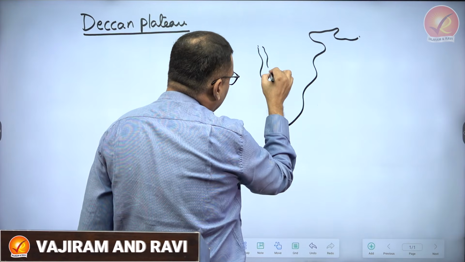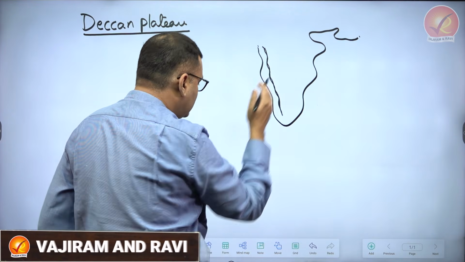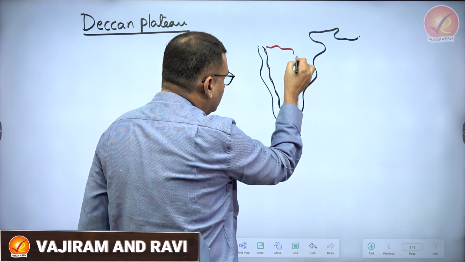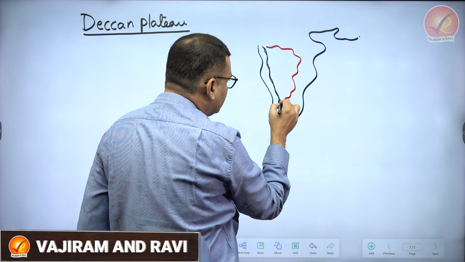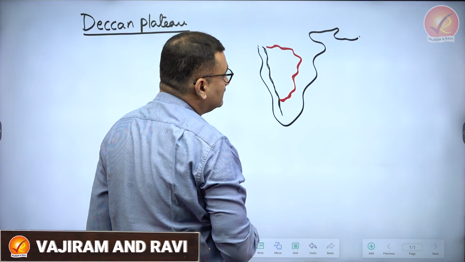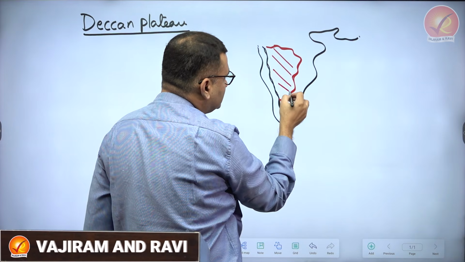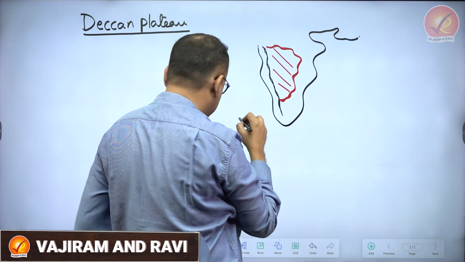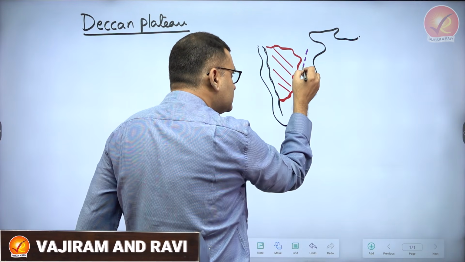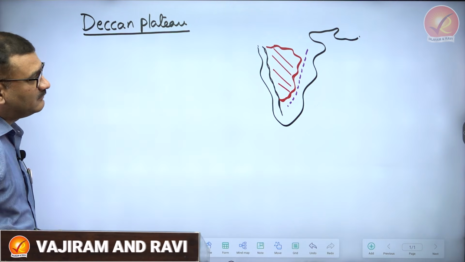Now, when you consider the peninsular region, here is the Western Ghat. When you move from the Western Ghat towards the interior, this region is occupied by a large landmass, which extends up to almost the southern tip of peninsular India. This is known as the Deccan Plateau, right? It is attached on one side to the Western Ghat, and on the other side we have the Eastern Ghat. So, the Eastern Ghats constitute the eastern boundary of the Deccan Plateau.